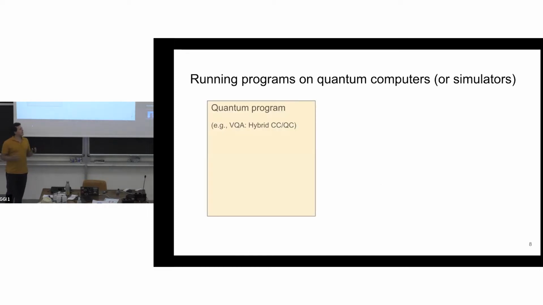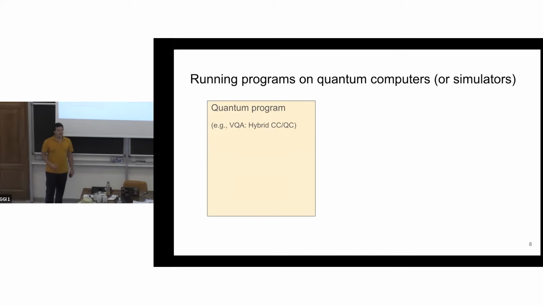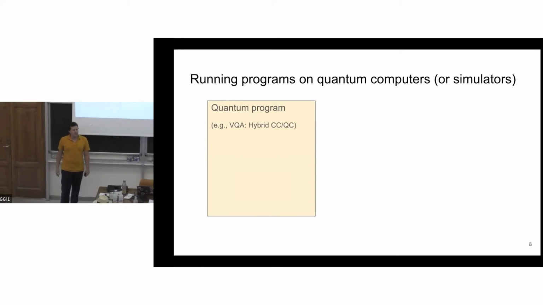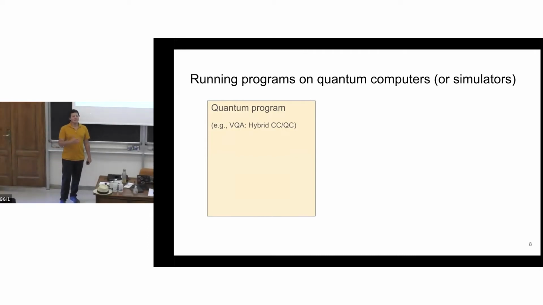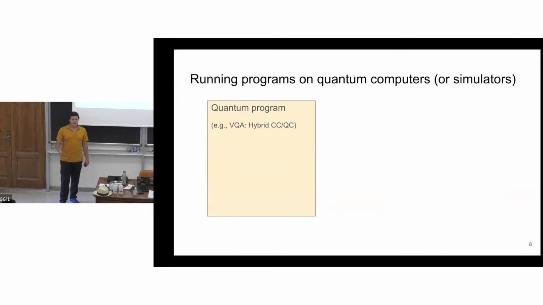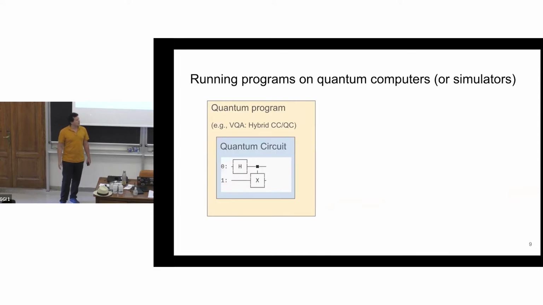So what does it mean today to run a program on a quantum computer or a simulator of a real device? Well, from the lectures that have preceded today's session, we learned quite a bit about the general overview and also the state of the art of hybrid quantum algorithms, such as the variational quantum algorithms. So there is a mix of classical computation and quantum computation.